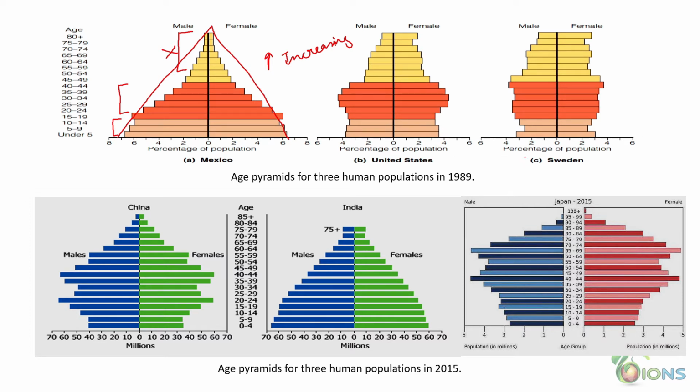In the case of US and Sweden, we can observe a different sort of format where the number of reproductive individuals is more than that of the juvenile individuals, and hence this is more of a stable population. Similarly, Sweden also represents a similar kind of population structure, but here as we can see, the number of individuals in the juvenile phase is less than that of the adult phase. So this is talking about a slightly decreasing population.